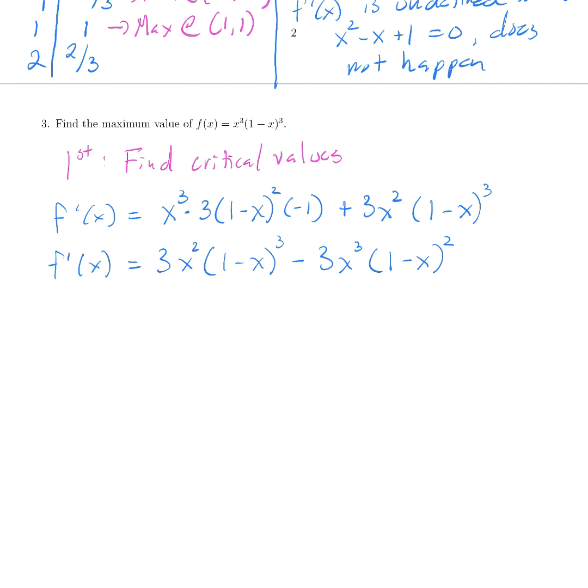Okay, we could try to cube that thing out, distribute, and just have a polynomial with 4 terms and take the derivative, or we could use the product rule to take the derivative. So we need to find the critical values. I've used the product rule here to take the derivative. So we get x cubed times the derivative of 1 minus x cubed. We have to use the chain rule there. That's where the negative 1 comes from, plus 3x squared times 1 minus x cubed. So the chain rule happened within the product rule.